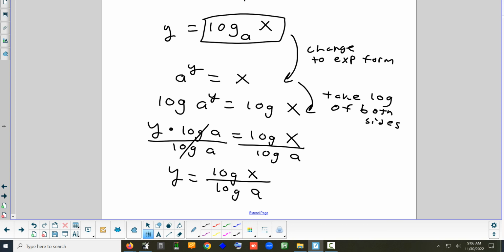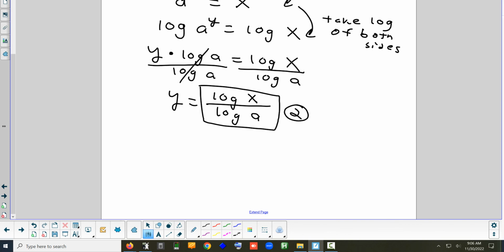So let's look at both of these. So let's call this box 1. Box 1 is equal to y. Let's call this box 2. Box 2 is equal to y. So what does that mean about box 1 and box 2? Yeah? That they're equal. Yeah. Box 1 equals box 2.